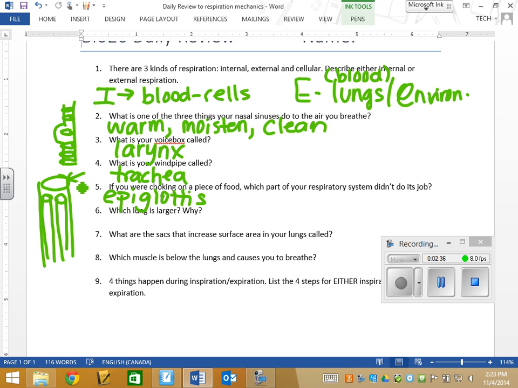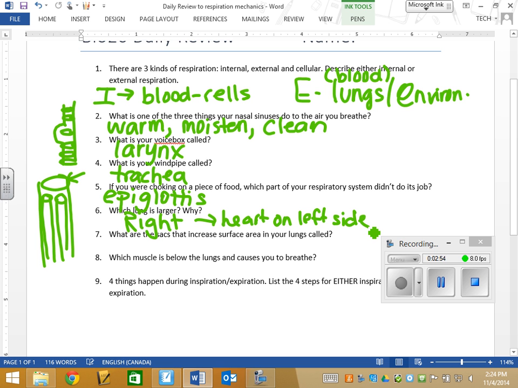6 asks, which lung is larger? Why? It is your right lung, which on a picture would look like the left side, because you're always looking at a mirror image. And the reason it is larger is because your heart is on the left side, taking up some space. Yes, Samson.